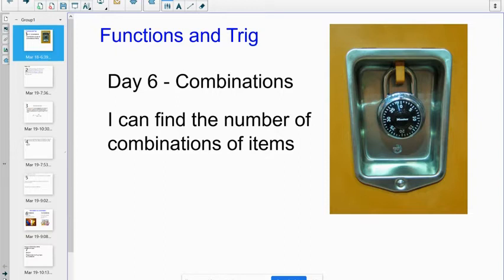Today we're going to be finding the number of combinations of items. This is going to be similar in a way to permutations, just another way of counting things. And it's ironic because you see over that picture, it's called the combination lock, but in fact, it is not a combination. It is a permutation, and you're about to see why.